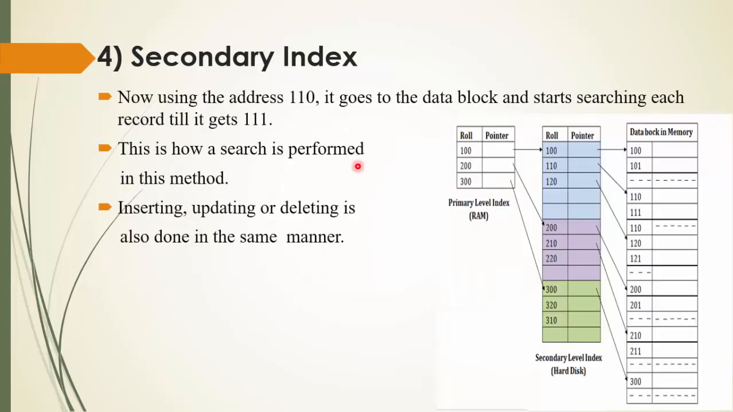See in the diagram, here we have the primary memory. We have only 3 indexes, that is 100, 200 and 300, and in the secondary level, that is the hard disk, we have 100, 200 and 300, and now we store the data from 100, 110, 120 up to n. For 200 we store 200, 210, 220, so a difference of 10. For 300, same like that.